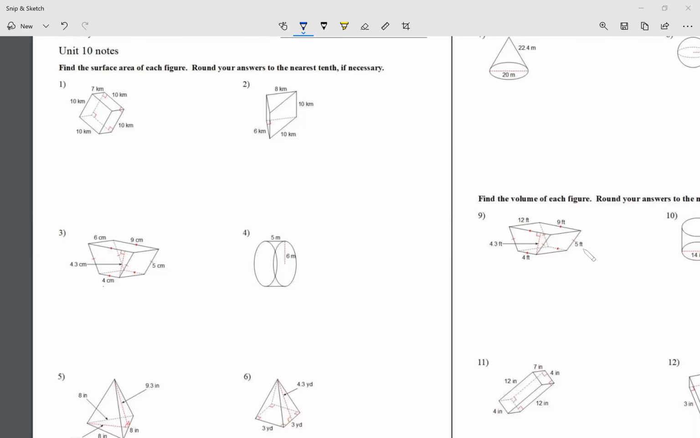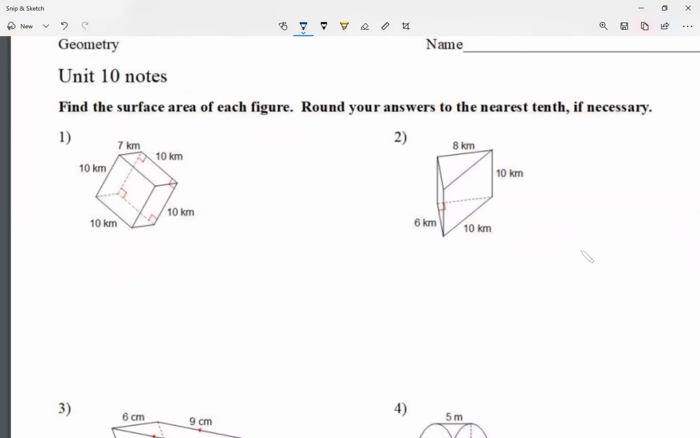All right, so let's get started. We're going to be looking at Unit 10. Unit 10, we're going to start with surface area of prisms and cylinders today. So what's a surface area?